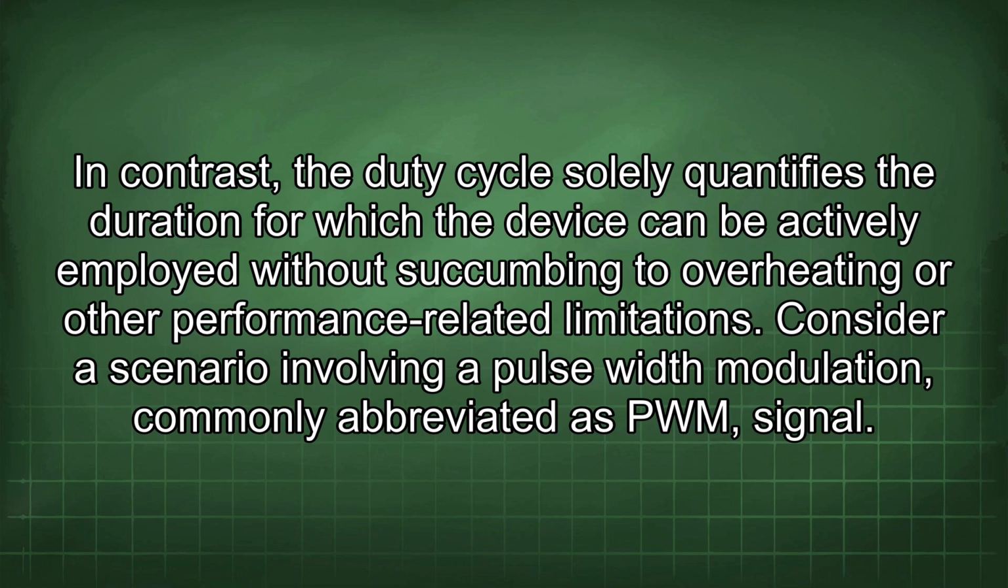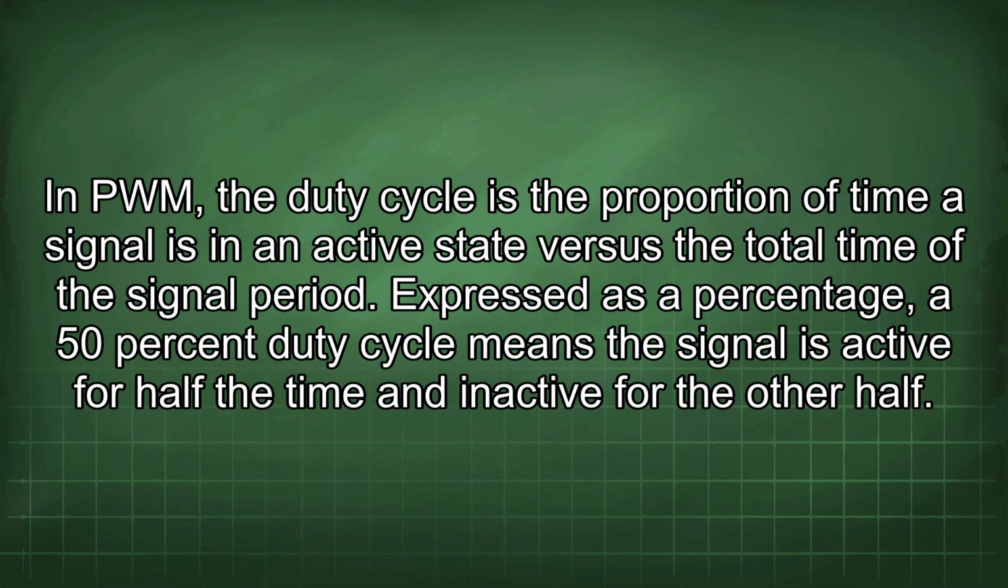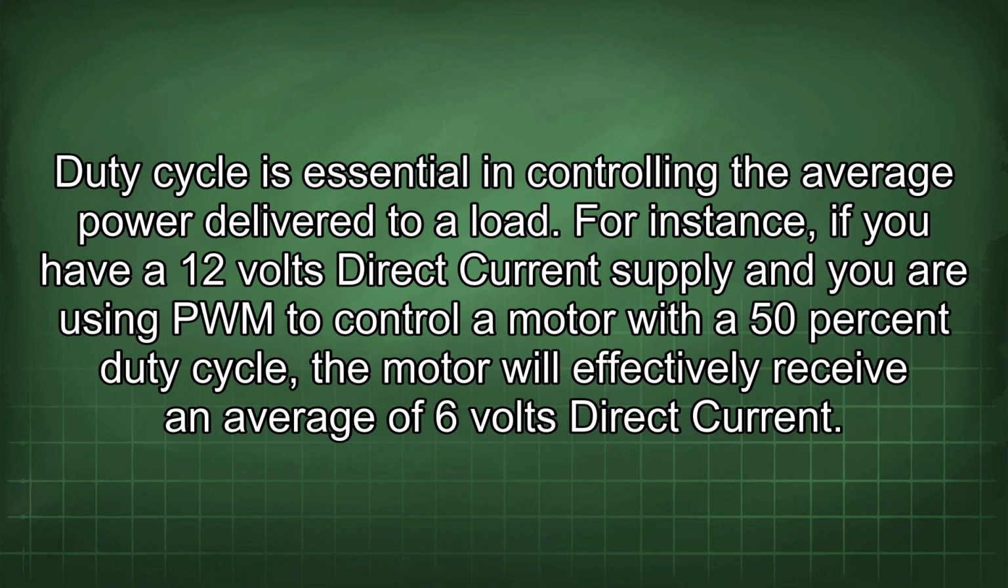Consider a scenario involving a pulse width modulation, commonly abbreviated as PWM signal. In PWM, the duty cycle is the proportion of time a signal is in an active state versus the total time of the signal period. Expressed as a percentage, a 50% duty cycle means the signal is active for half the time and inactive for the other half. Duty cycle is essential in controlling the average power delivered to a load.